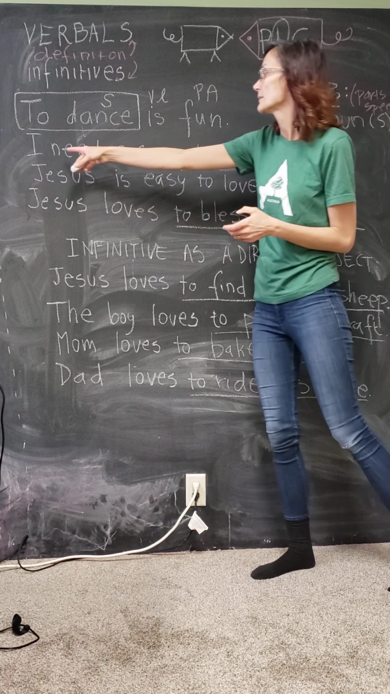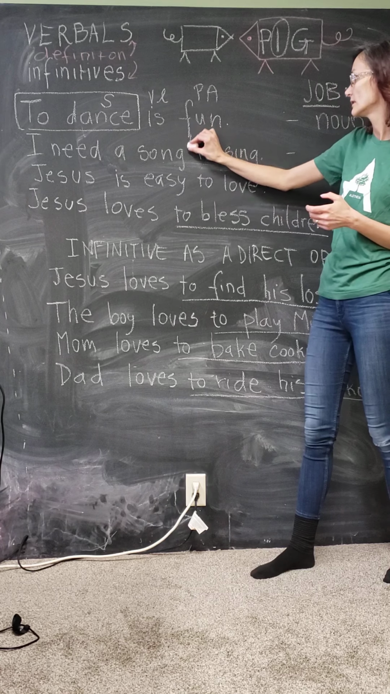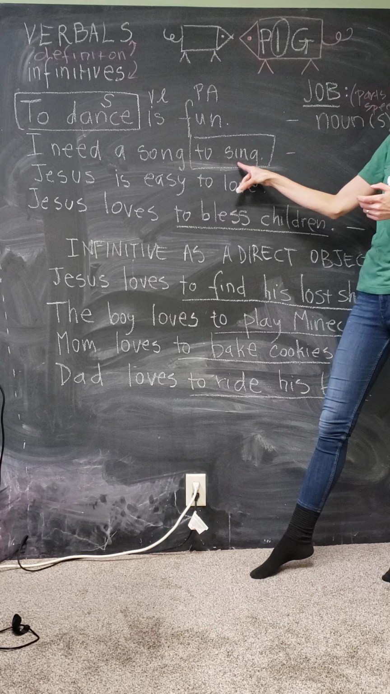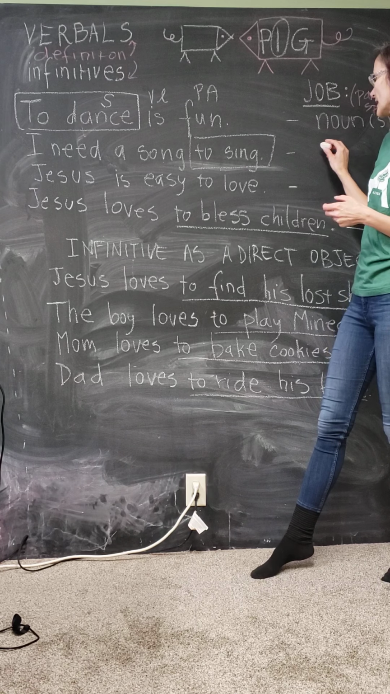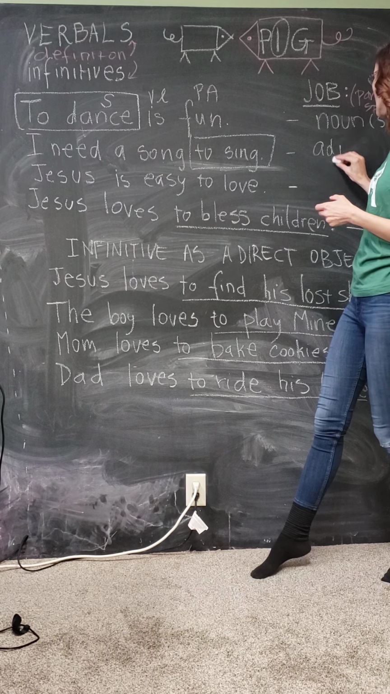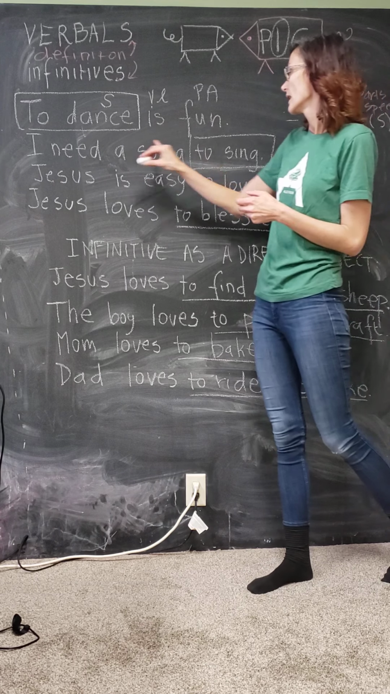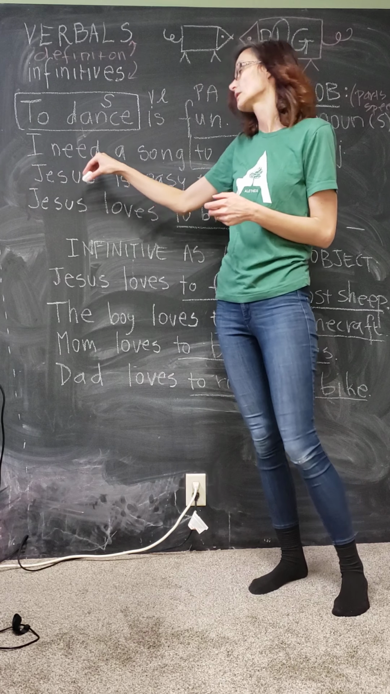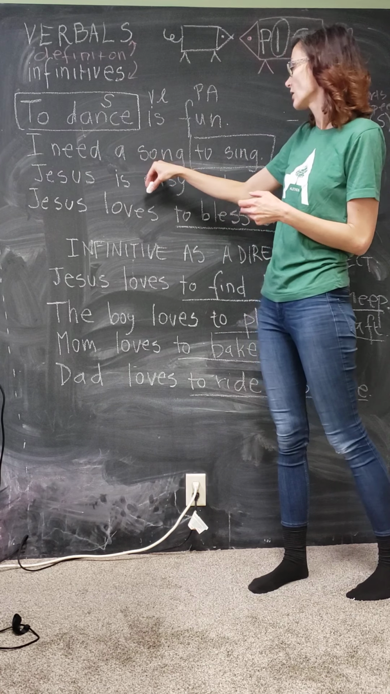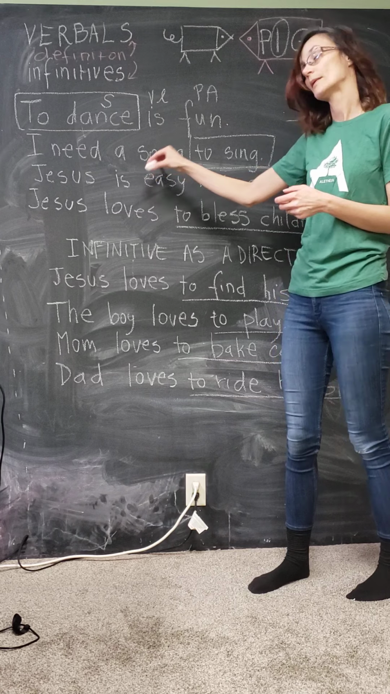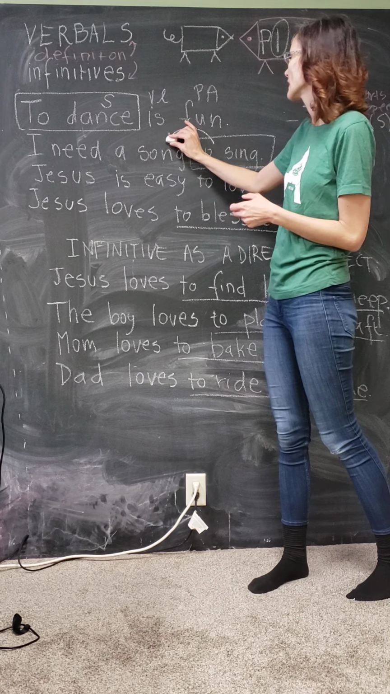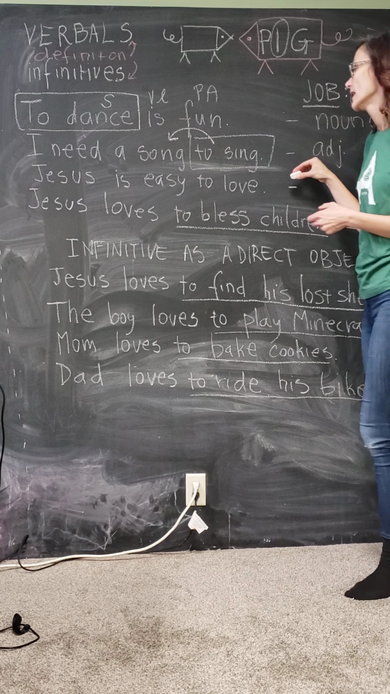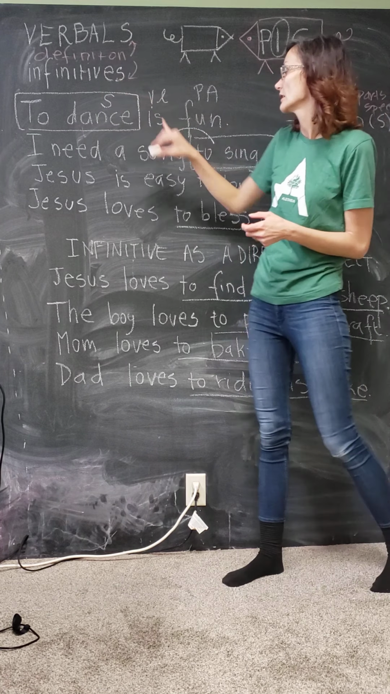Now, in the second example, I need a song to sing. This is my infinitive, one of the verbals. And to sing here actually acts as an adjective, and I will explain to you how or why that is. I need, that is my subject and my verb, and I need a song. And what kind of song? I'm actually modifying the song. What kind of song do I need? A song to sing, that actually acts as my adjective. And even though it is a verbal, it's an infinitive.